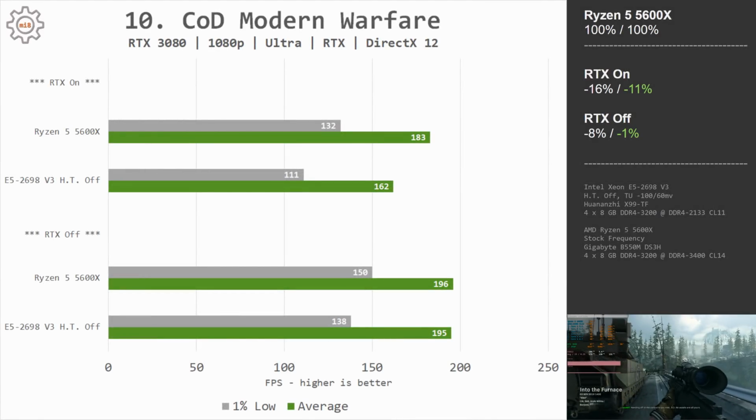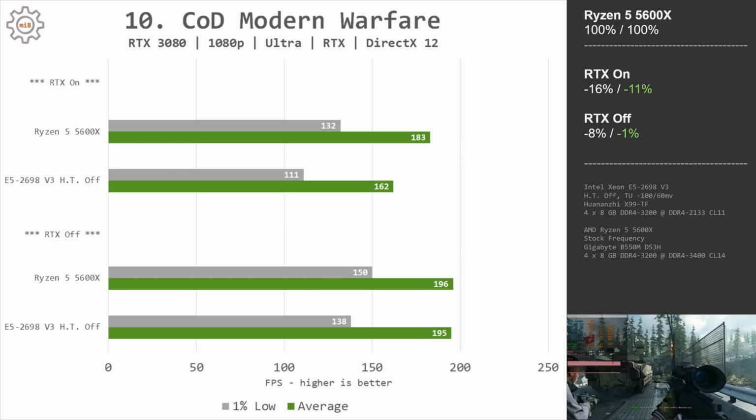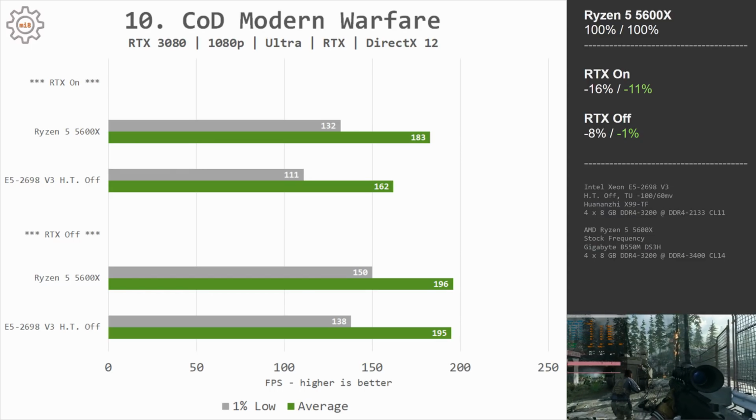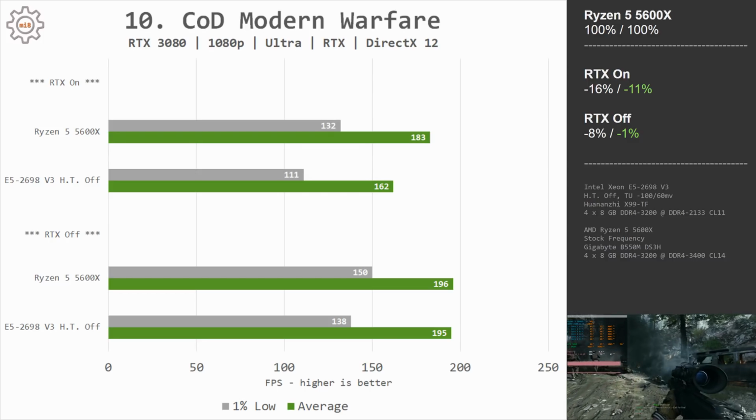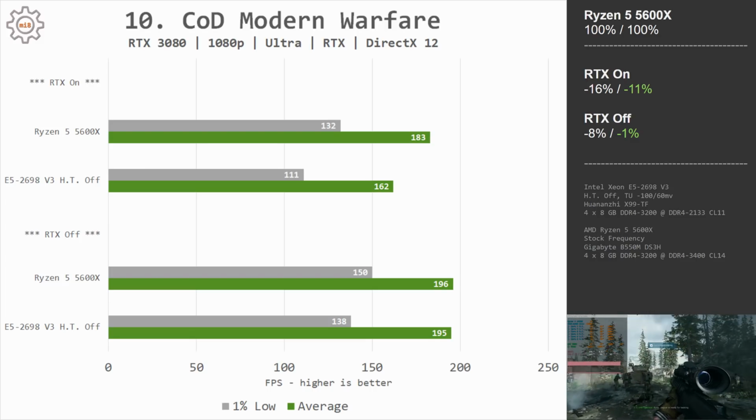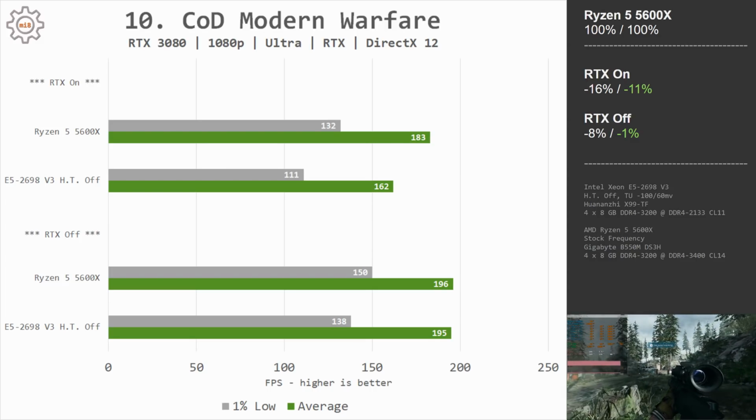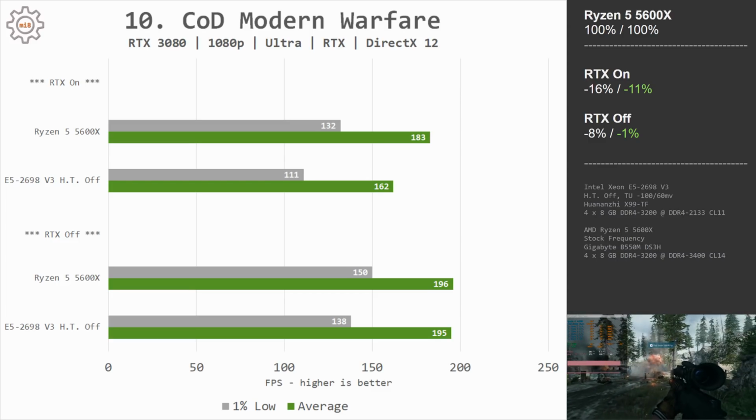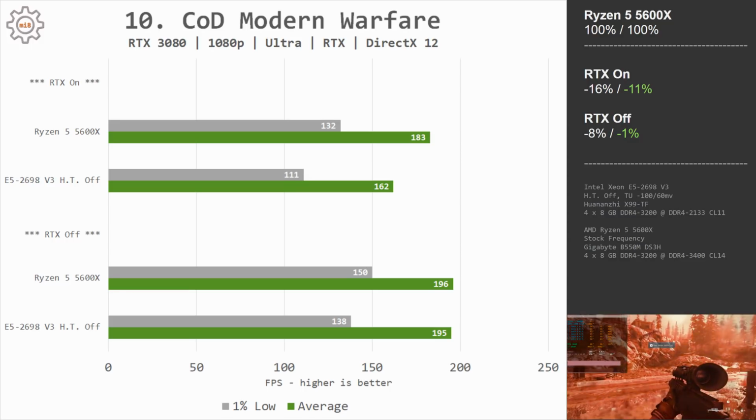Call of Duty Modern Warfare also doesn't support DLSS, you can only enable and disable RTX. Without RTX, the difference between Xeon and Ryzen is 8 and 1%, comparing 1% low and average. Enabling RTX increases the difference between the CPUs to 16 and 11%. Yet again, we see that adding extra load onto the GPU also increases the demand to the CPU.